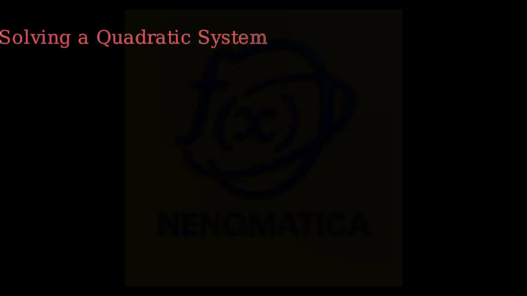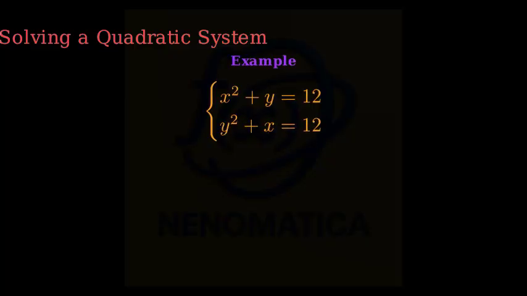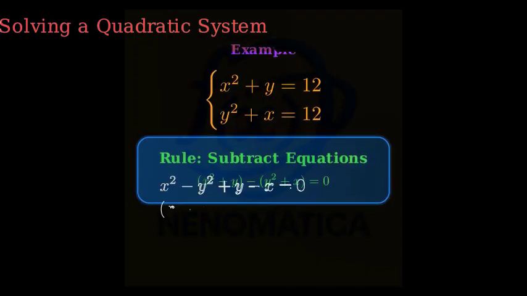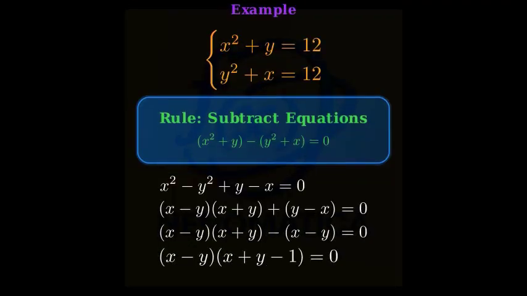In this lesson, we will solve a system of quadratic equations exactly following a clean step-by-step structure. Here is the example we will solve. Step 1. Subtract the second equation from the first to eliminate the constants on the right. Then factor the result carefully. Step 2. Use the zero product property.